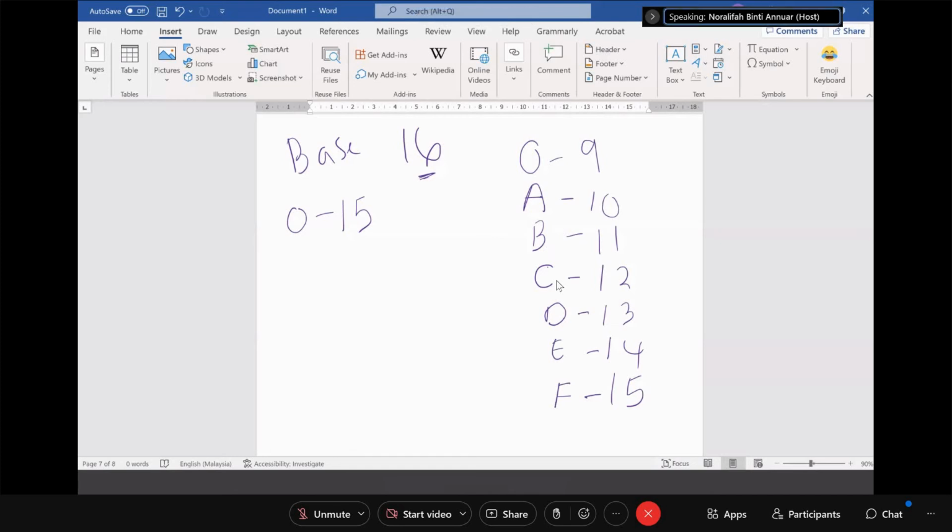Ada tanya kenapa sampai 15? Sebab hexadecimal is until 15 because it starts with value 0. It starts dengan 0. So 0 sampai 15. Total dia ada 16. Okay.